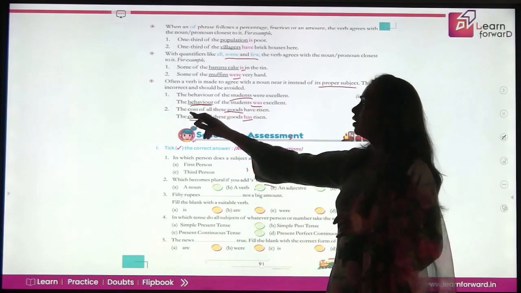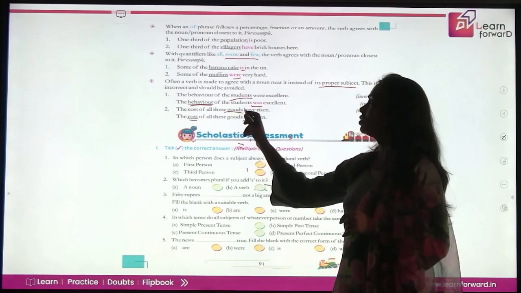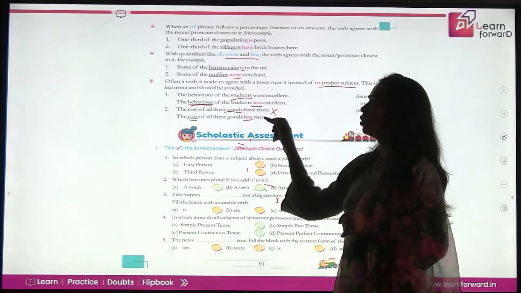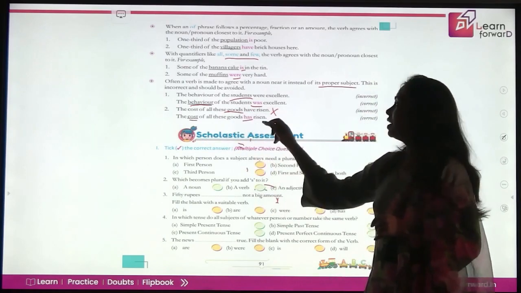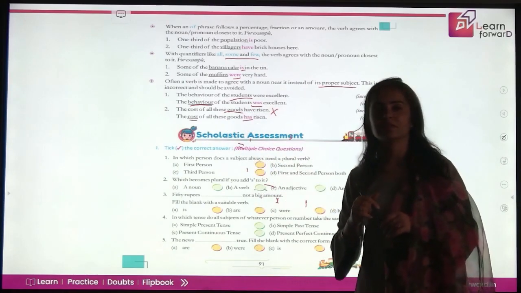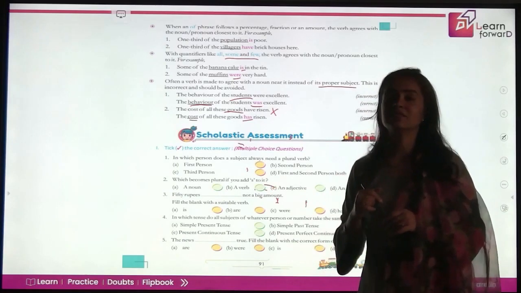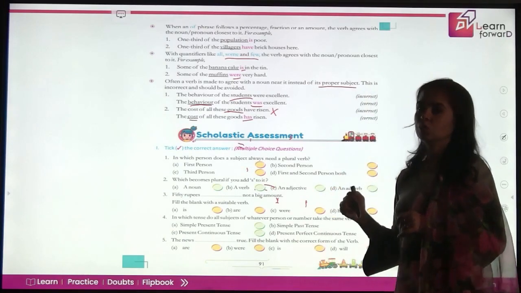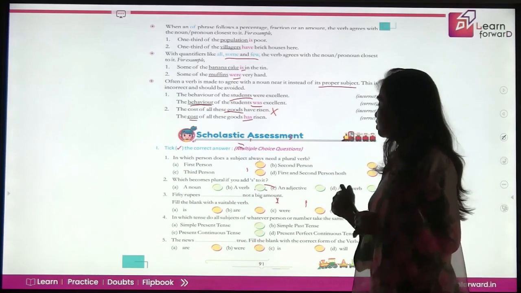So it is not correct to say the cost of all these goods have risen. This is wrong. So the cost of all these goods has risen. This is correct. I hope I could help you understand the subject verb agreement. Let's do an exercise now. You have multiple choice questions here.